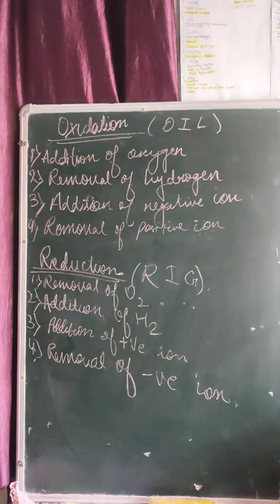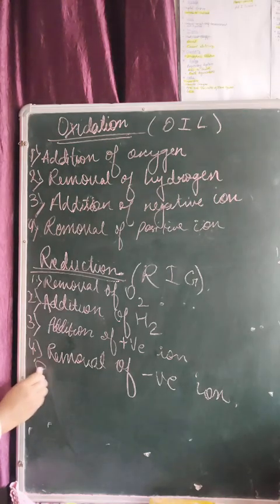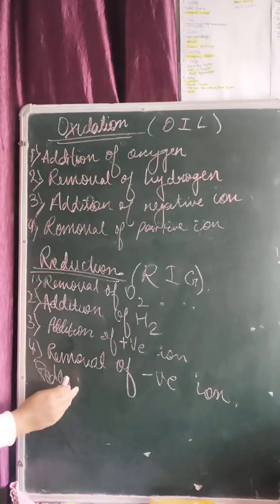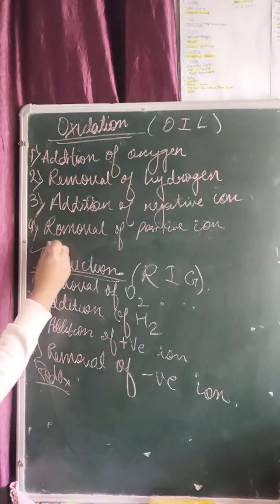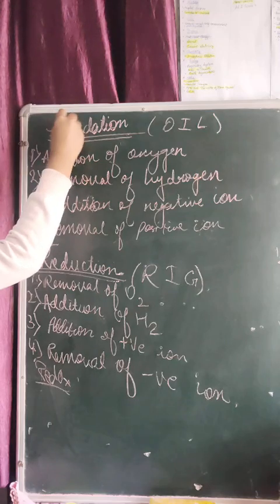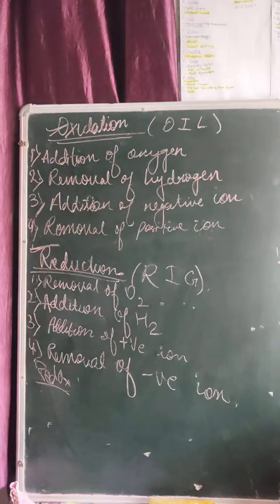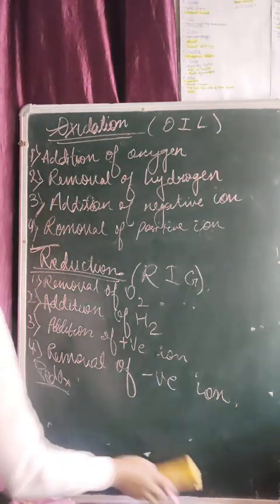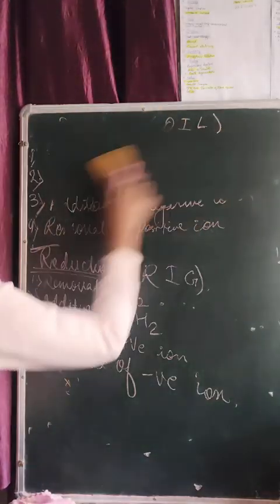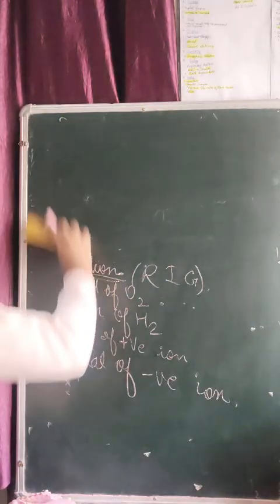Let us see some reactions, because we have half reactions or redox reactions also. A redox reaction is the reaction in which oxidation is also taking place and reduction is also taking place. So let us see some reactions, then it will be clearer.